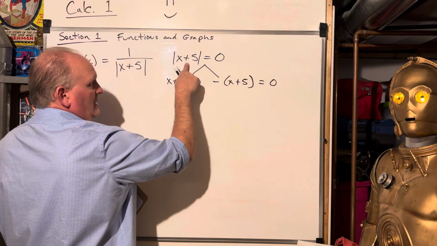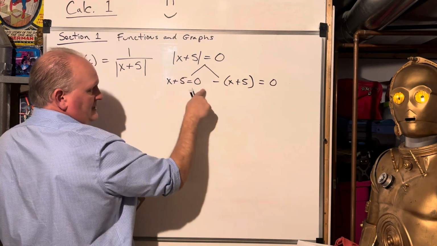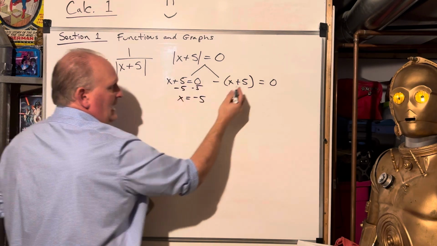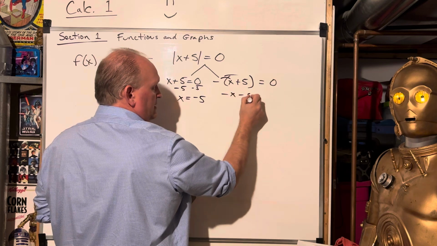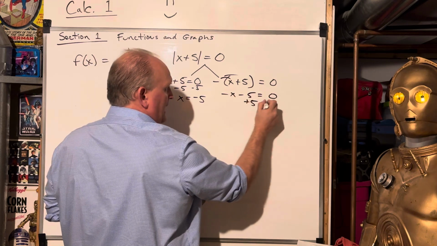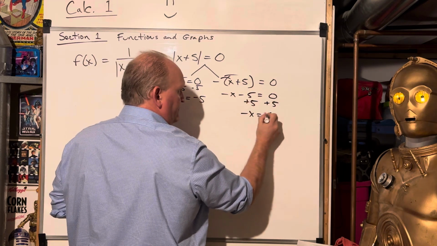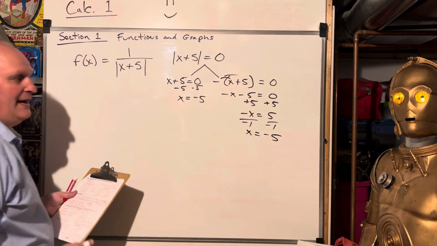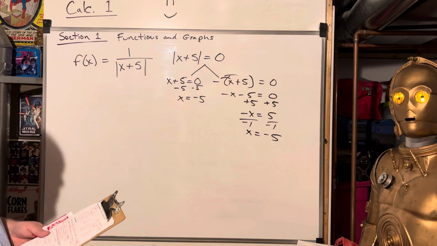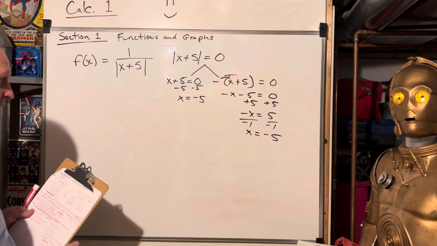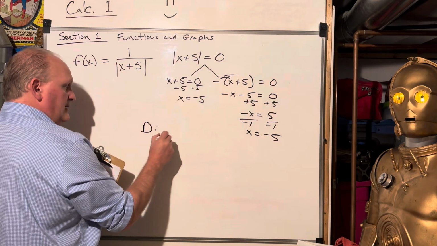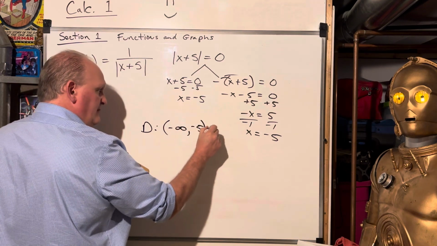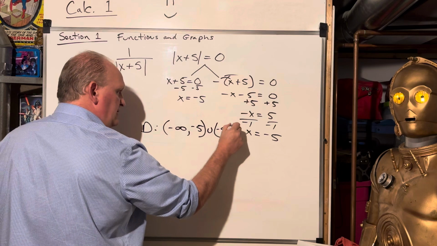So either, what would make that equal to 0, negative 5, and then you do the distributive property here, and then what would make that equal to 0, and it's also negative 5. So the only way to get a 0 in the denominator there is if you insert a negative 5. And so the domain is from negative infinity to negative 5, not inclusive, and then negative 5 to positive infinity.